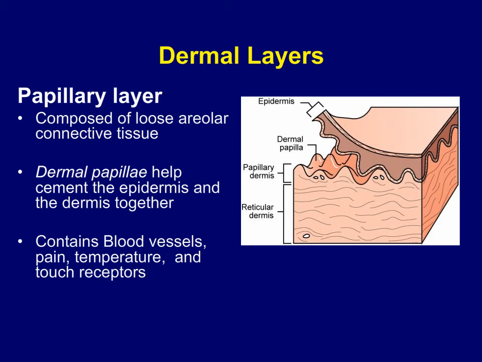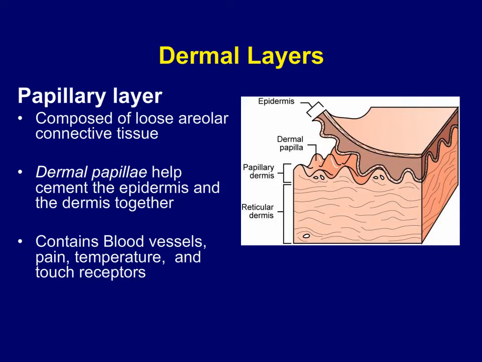Remember, the word papillae means bump or nipple-like projection, and so here in this slide you can see the bumps that unite the papillary layer to the overlying epidermal layer. Now the papillary layer is composed of a loose fibrous connective tissue, otherwise known as areolar tissue.